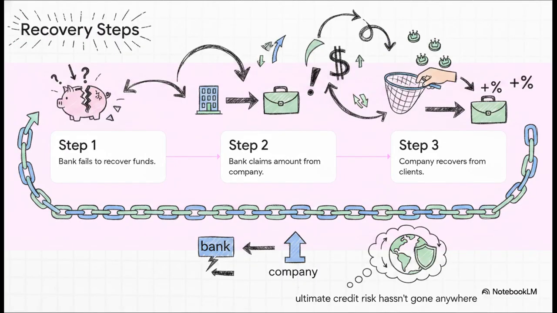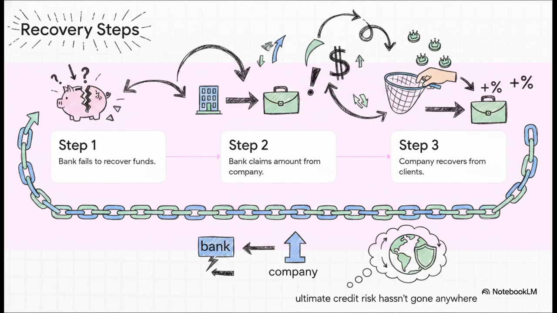So we need to pop the hood and see how this specific transfer actually works. Does it genuinely qualify to be wiped off the books? Looking at the notes, here's what happens. Step one, if the bank fails to recover the funds, it triggers step two. And in step two, the bank basically turns around and claims that exact amount right back from the company. Then, step three, the company has to go and recover the amount from the beneficiaries, plus a surcharge.